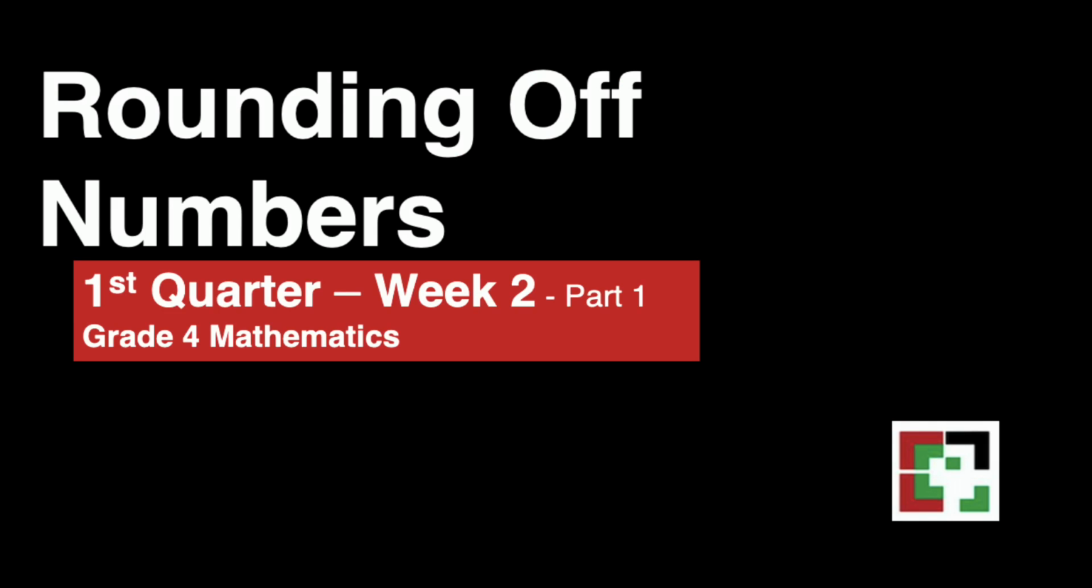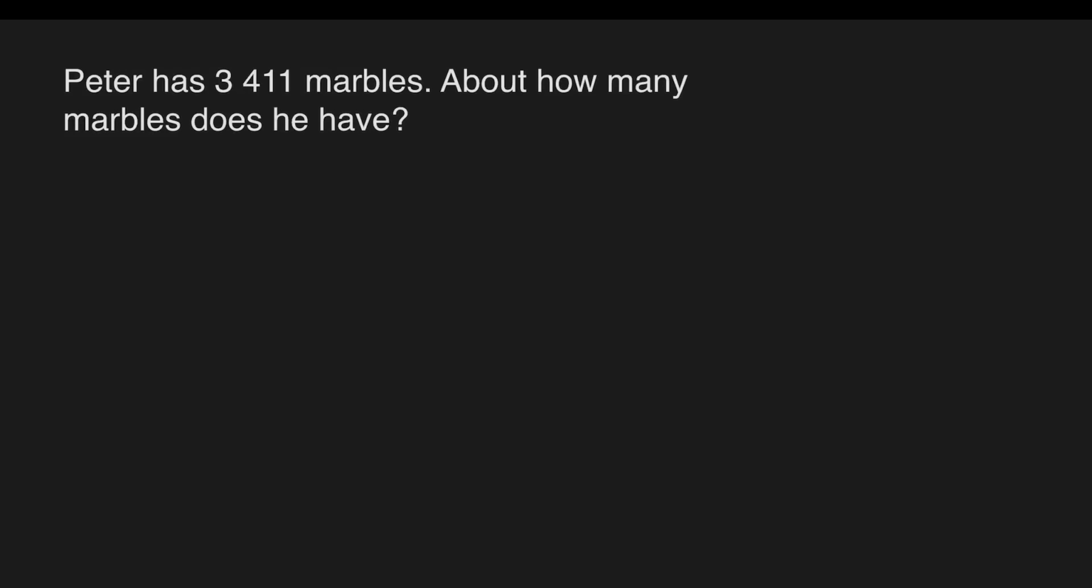This video is all about rounding off numbers. For our first question, Peter has 3,411 marbles. About how many marbles does he have? In order to solve this question, we have to round off 3,411 to the nearest thousand.